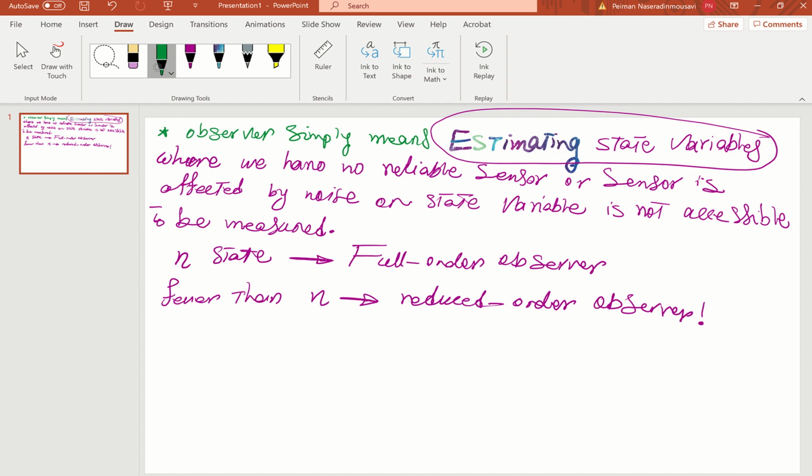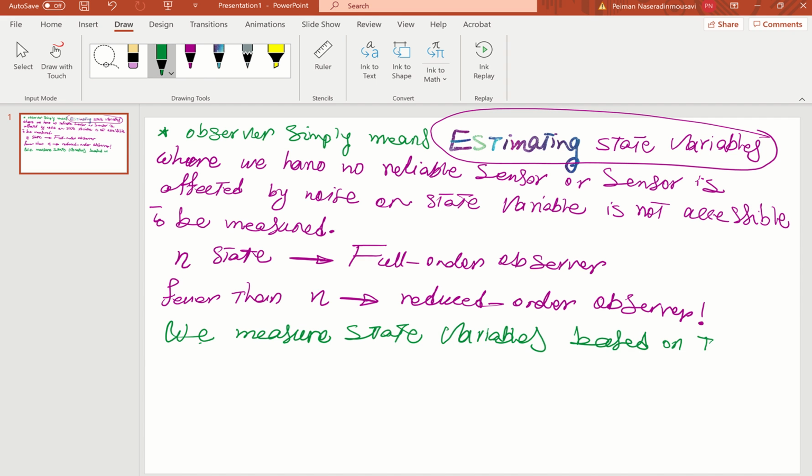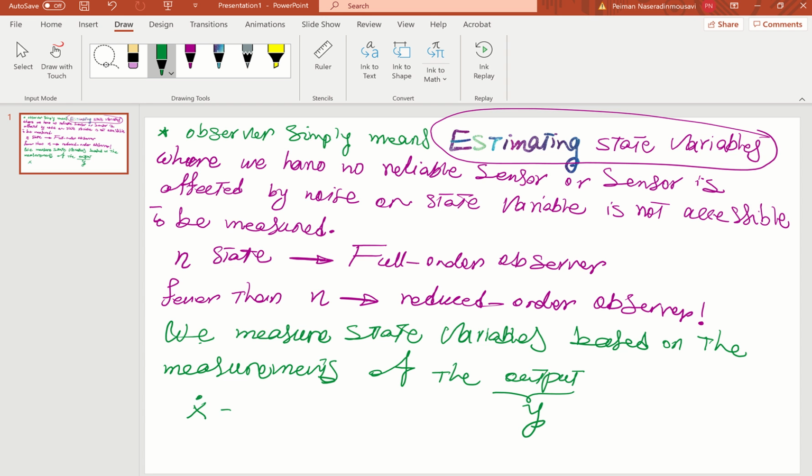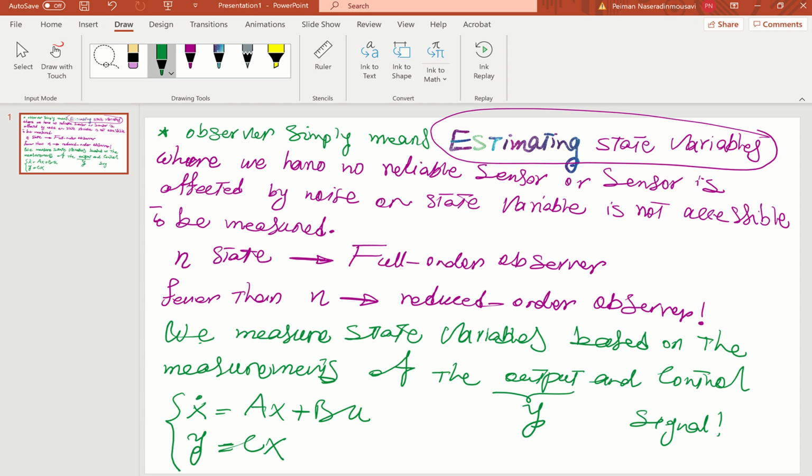And I said in the previous class, we measure or estimate state variables based on the measurements of the output signal, that is y. You know that x dot is equal to Ax plus Bu, and the output is y equals Cx, remember, for the LTI system, and the control signal, which is u. So we are estimating state variables based on this and this. This is very important, guys.